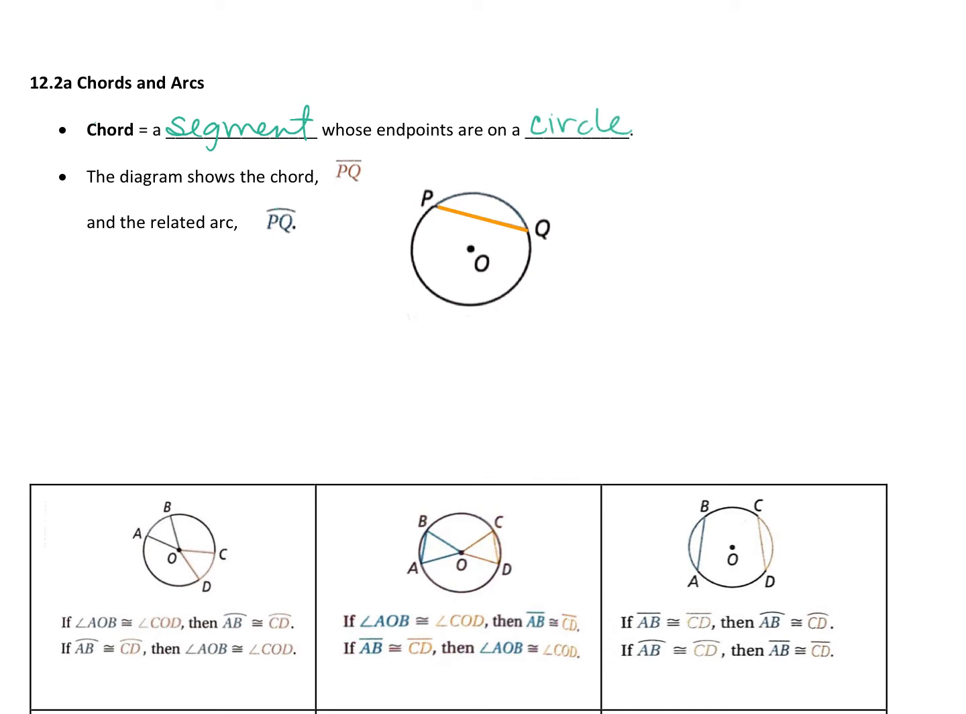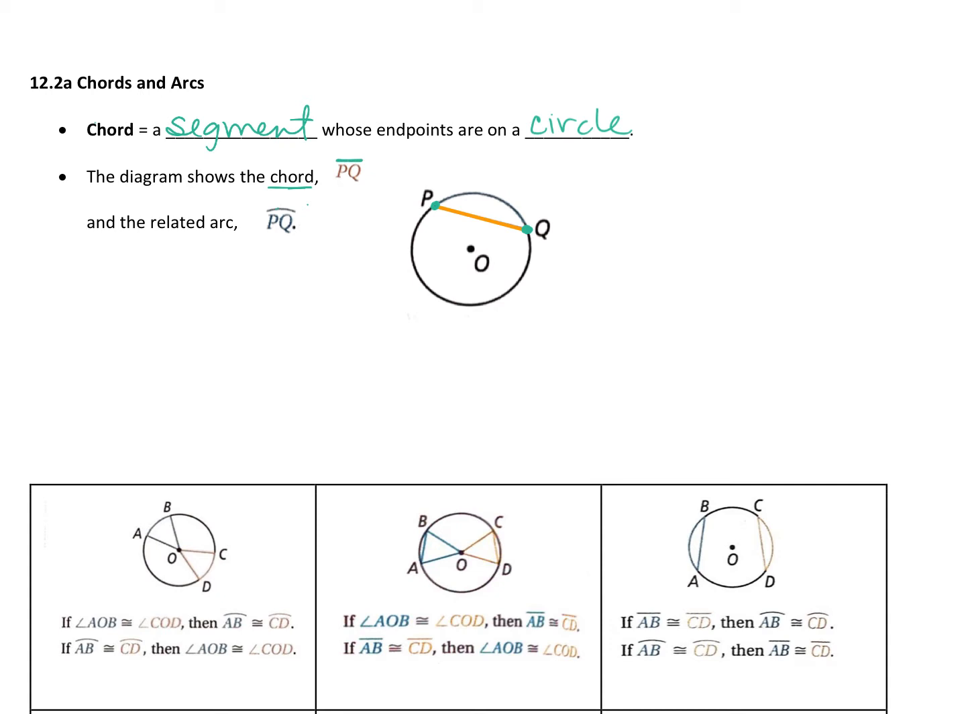So if you look here, there's a point here P, a point here Q. Okay, those are your endpoints. The segment PQ then is your chord. So the chord is segment PQ. Notice it just has the bar over top.